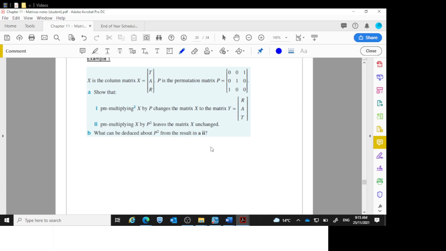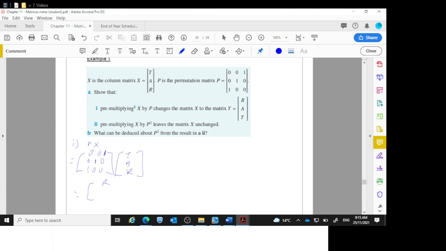Right. So pre-multiplying X by P. In part 1, we're actually going to find P times X. So P is 0, 0, 1, 0, 1, 0, 1, 0, 0. And now we're going to times it by the X. Because it's 0 in the first and the second, remember it's going to be 0 times T plus 0 times A plus 1 times R. It's going to be the R first.